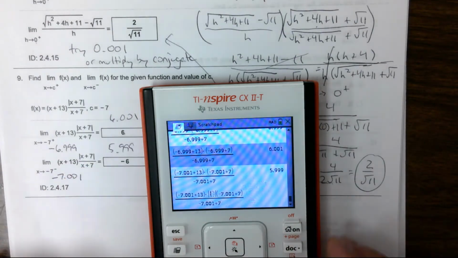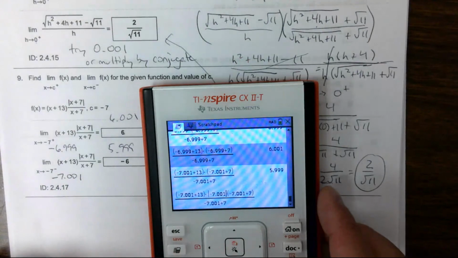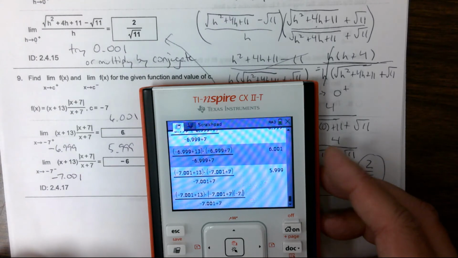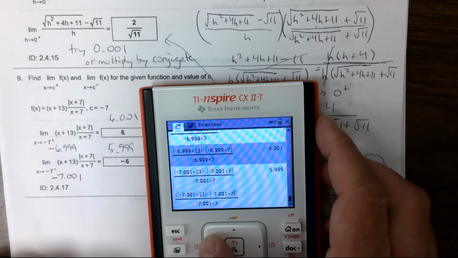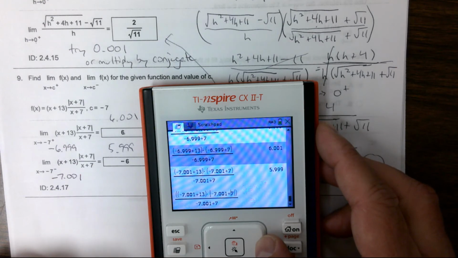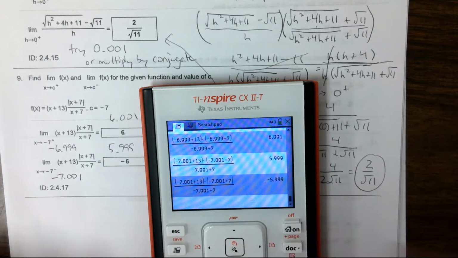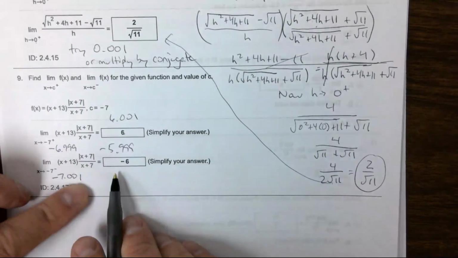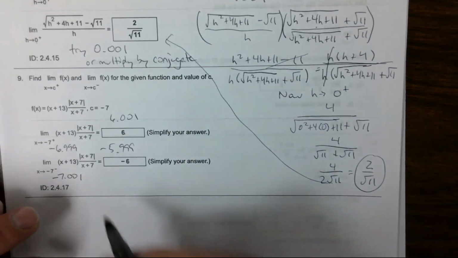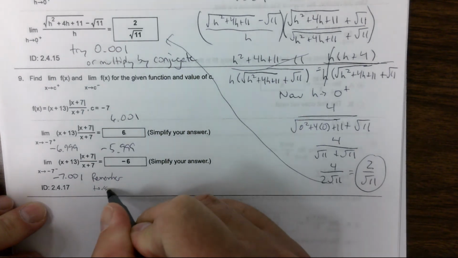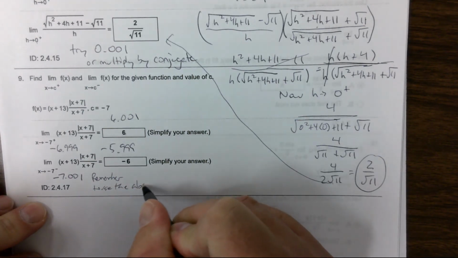Okay, negative 7.001 plus 7. Okay, so here we get negative 5.999. And so then we put negative 6. So remember to use the absolute value symbol.